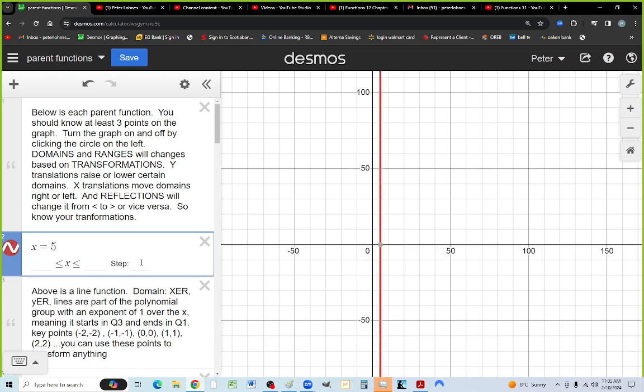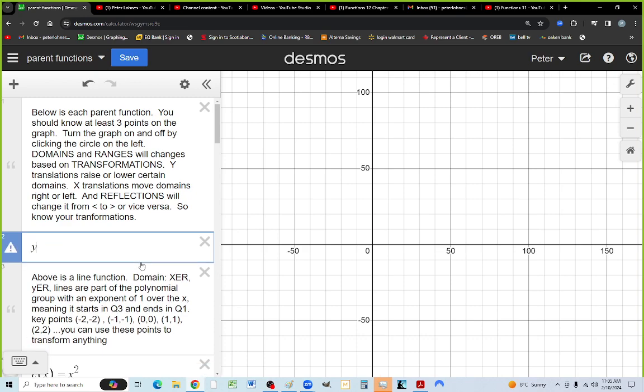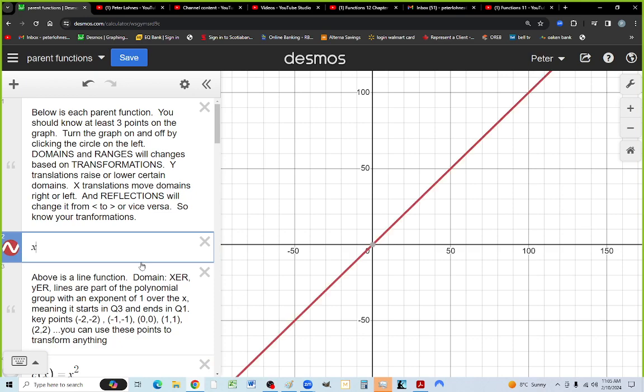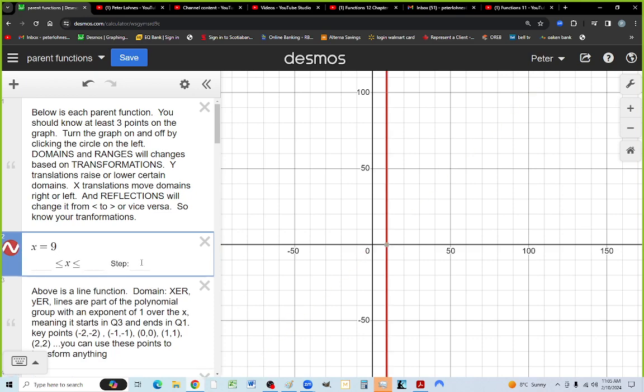A vertical line will never pass a vertical line test. So anything that says x is equal to a number is a vertical line. But guess what? A horizontal line, which is y is equal to any number, does indeed pass a vertical line test, which makes sense because it's a horizontal line. So the only line that never passes a vertical line test is a vertical line, no matter what number we put.